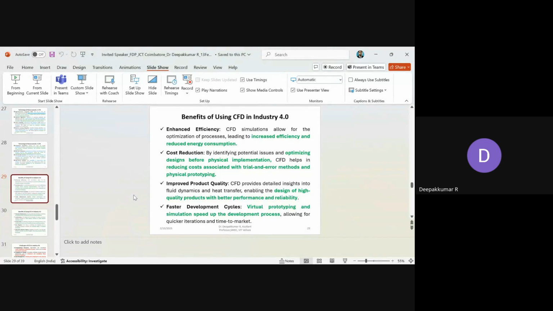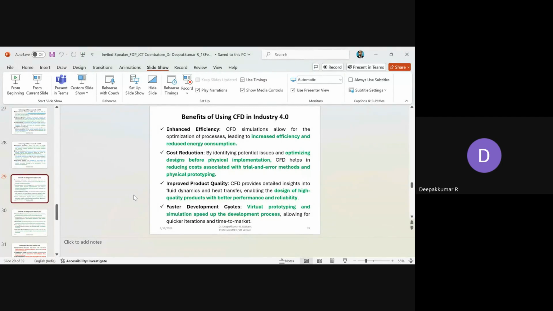In case of efficiency, CFD simulations allow for the optimization of processes, leading to increased efficiency and reduced energy consumption. Cost reduction: by identifying potential issues and optimizing designs before physical implementation, CFD helps in reducing costs associated with trial and error methods and physical prototyping. So I already mentioned simulation-based design instead of build and test. Simulation-based design will reduce your effort in experimentation. So with n number of designs, out of 10 designs, you can choose the best design, and only that can be fabricated in real time.